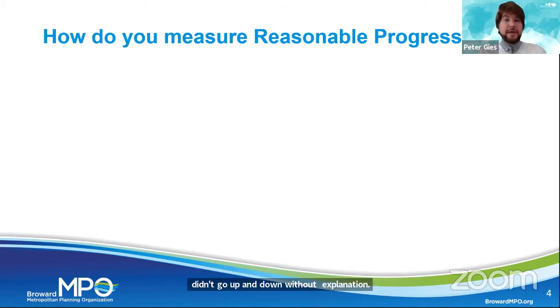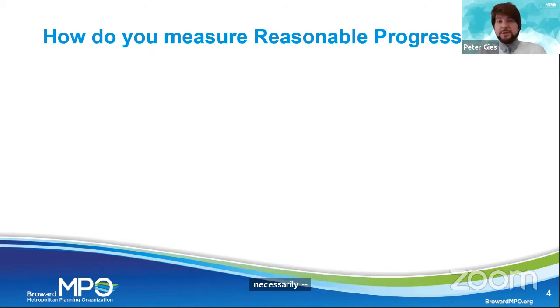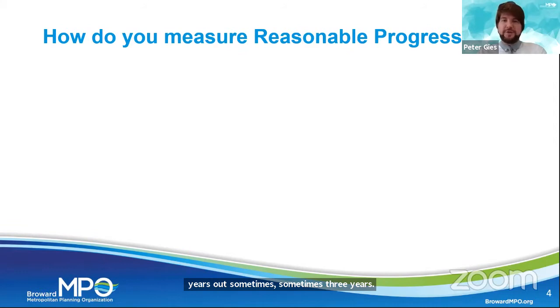of Transportation as sort of a middleman between our federal funding and us. And when you actually start to track the funds, you find that the funding moves around for various reasons, and it's not necessarily attributed to anything that one of the project sponsors or implementers does. It's just sometimes how things work. So sometimes design comes 2 years out from a project. Sometimes design comes 3 years out. Sometimes construction comes 3 years from design because there's right-of-way that's required. And we found that there was no consistent way for us to track the funding as a way to measure reasonable progress.